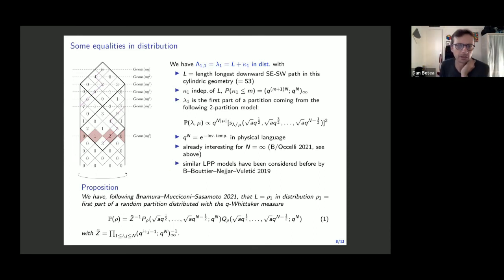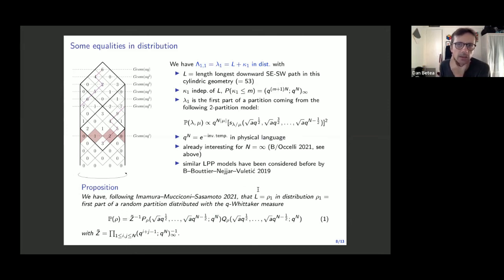Incidentally, an interesting connection by Imamura, Mucciconi, and Sasamoto from 2021. Well, actually, they didn't prove this, so this is something extra you have to prove from their result. But this L has a nice interpretation. So this L equals in distribution rho 1, where rho 1 is the first part of a Q-Whittaker distributed partition. So there are these polynomials called the Q-Whittaker polynomials, the McDonald polynomials when t is equal to 0. Take them at a principal specialization, put the Q parameter to be Q to the N, capital N.